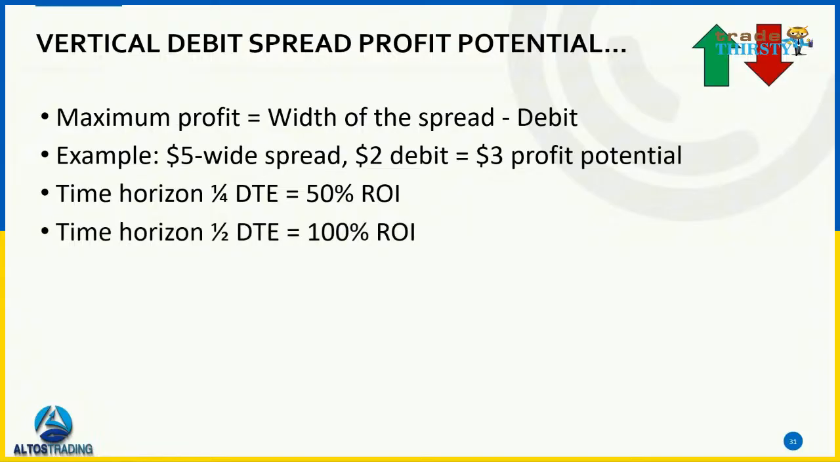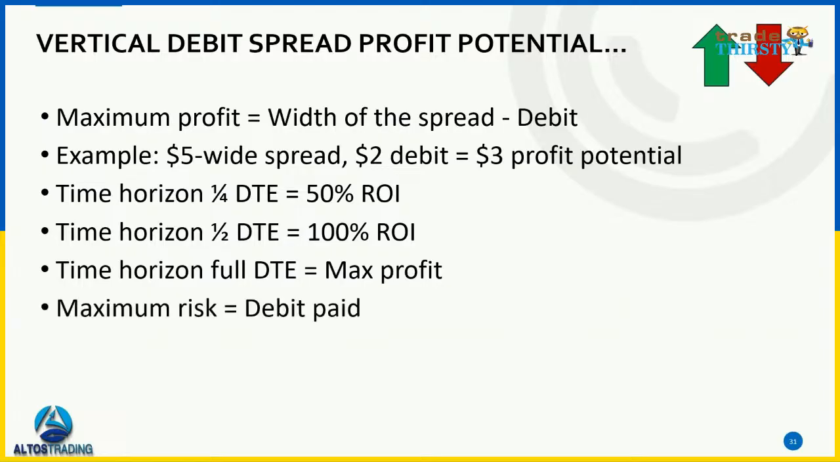Okay, half DTE, that just means days to expiration. Okay, so if I'm building a trade 30 days out, sometime in the first 2 weeks, I'm looking for 100% return on my investment. Okay, if I'm going to hold all the way to expiration, that's where your max profit potential is on a vertical debit spread. I'm looking for that max profit. Okay, and remember, the max risk is always the debit that you pay for that trade.